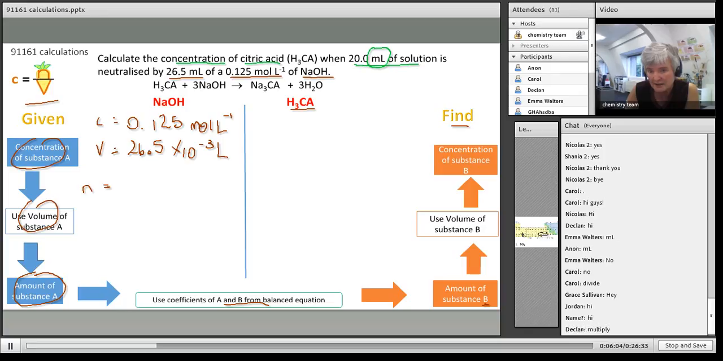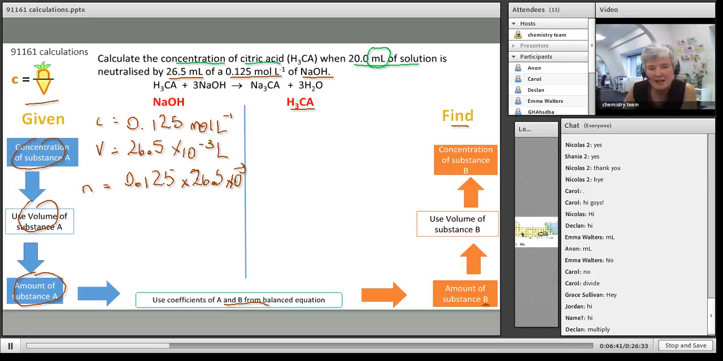So Declan is typing there. You multiply. Okay, and so it'll be 0. Now have your calculators ready so that you can work this out. So it'll be multiply 26.5 times 10 to the minus 3. I'm just going to put it on over there.